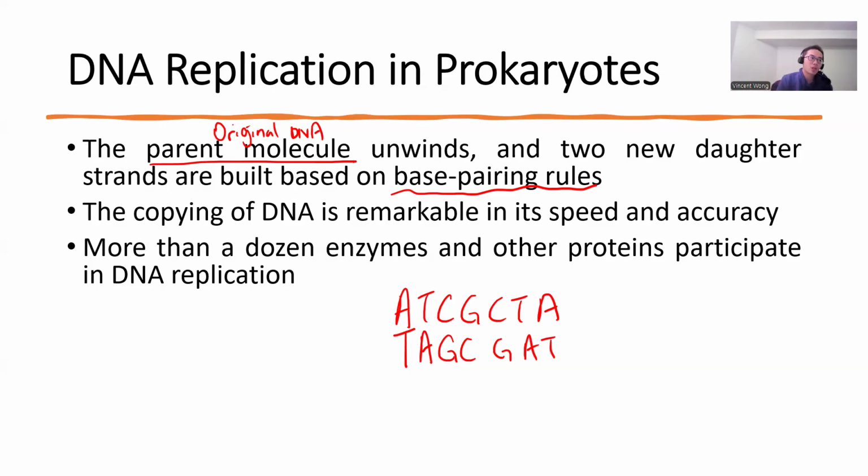For us, it's a little bit slower. We have about 3 billion base pairs in all of our DNA. And when we copy our DNA, we are able to do it at about 40 base pairs per second. Yeah? So, not as fast as the bacteria, but still quite a remarkable speed.